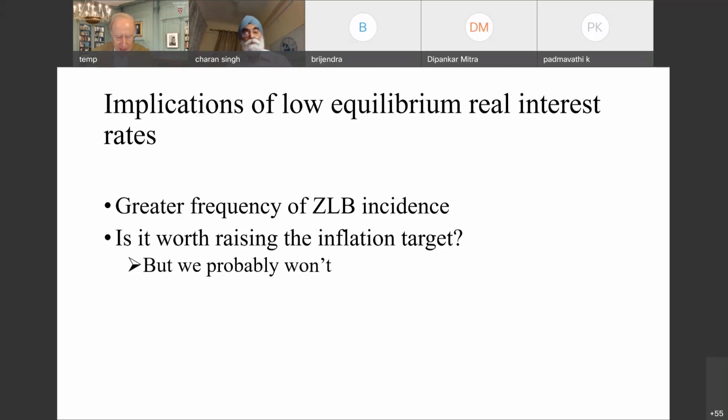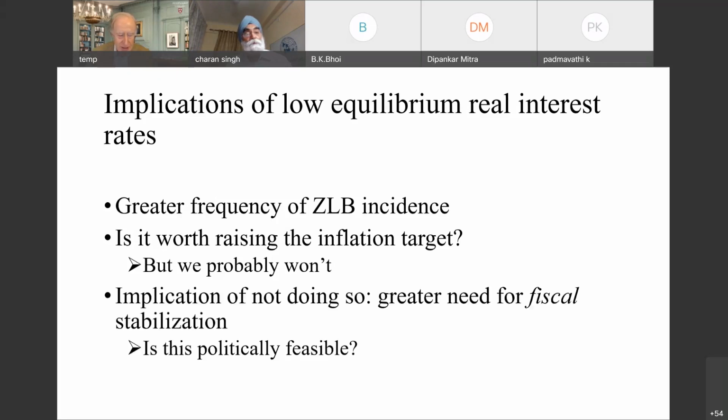I'll say privately, I've talked to Jay Powell about that, and I just don't think, for political reasons, there's a prospect of doing it. And then given that we won't, because I think we won't, there is a straightforward implication which is not very reassuring, and that is that because monetary policy will therefore be less capable of stabilizing the economy, there will be a greater need for stabilization from fiscal policy.